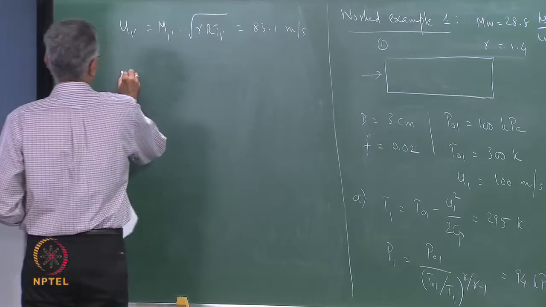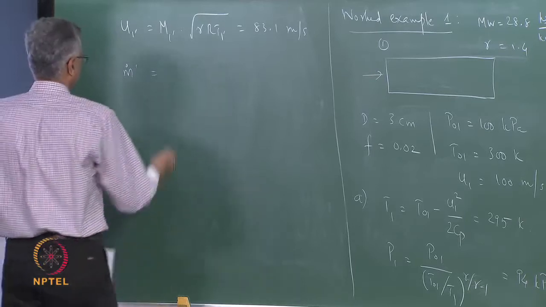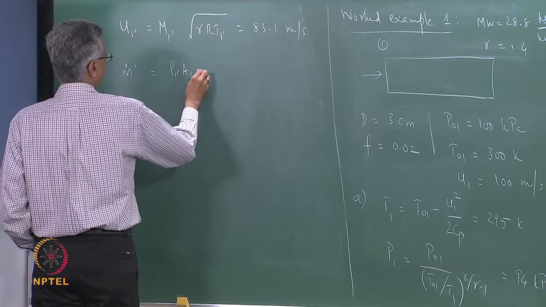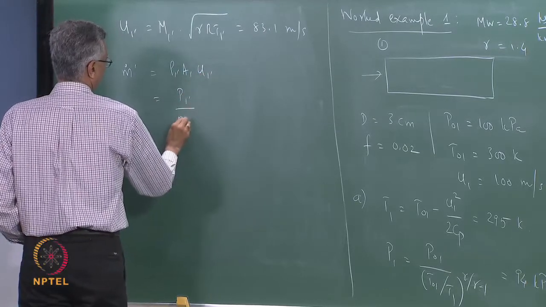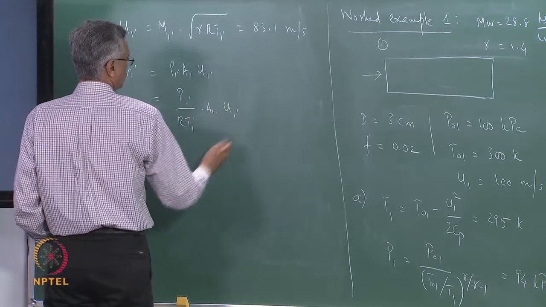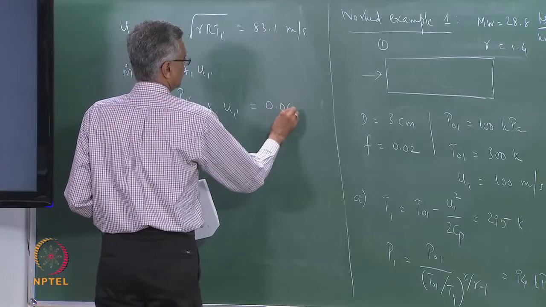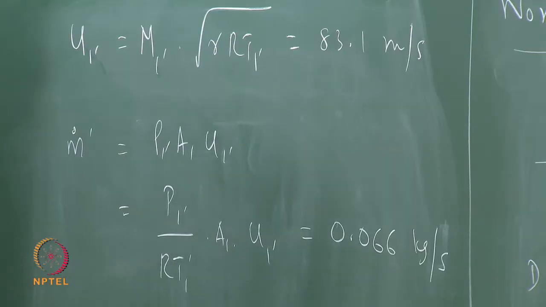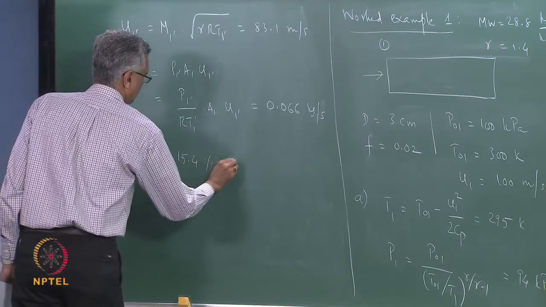So the new m dot, let us call it m dot prime, is once again rho 1 prime a1 u1 prime, and that is nothing but P1 prime divided by R T1 prime times a1 times u1 prime, and this works out to 0.066 kilogram per second, which is a 15.4% reduction.